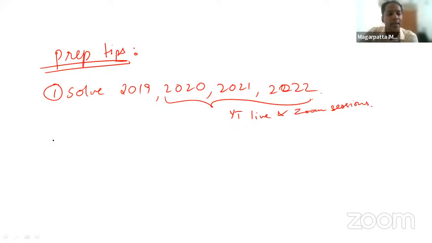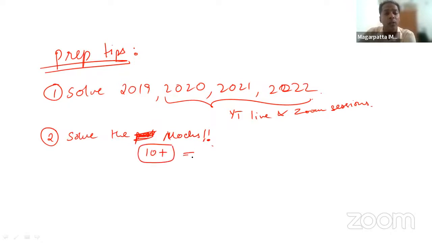Okay. The second thing is you need to solve the mocks, not the past mocks. Basically, you need to solve at least 10 plus mocks. And if you've been solving regularly, then you should solve all the 15 IMS mocks, to be able to get that practice. And the third thing is the IPM special sessions.